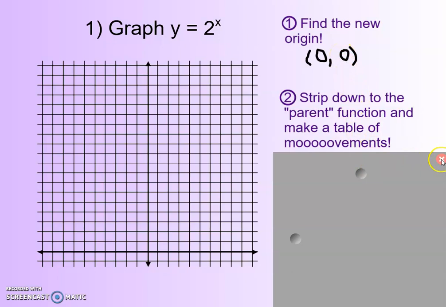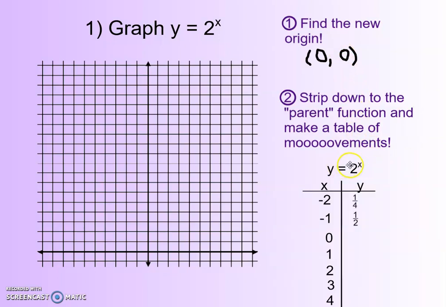So I went ahead, I realized that this is already stripped down, that there's nothing to take away from this. There's no adding, subtracting, there's no multiplying. It's just y equals 2 to the x. And I made my table of movements. Well, I kind of made my table of movements. I like the starting lineup, -2, -1, 0, 1, and 2. And then I plugged in these values for x.